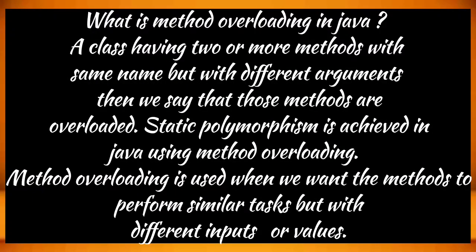What is method overloading in Java? If a class has two or more methods with the same name but with different arguments, then we say that those methods are overloaded. Static polymorphism is achieved in Java using method overloading. Method overloading is used when we want the method to perform similar tasks but with different inputs or values.